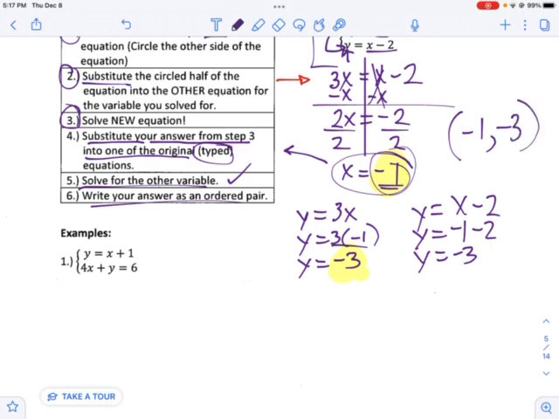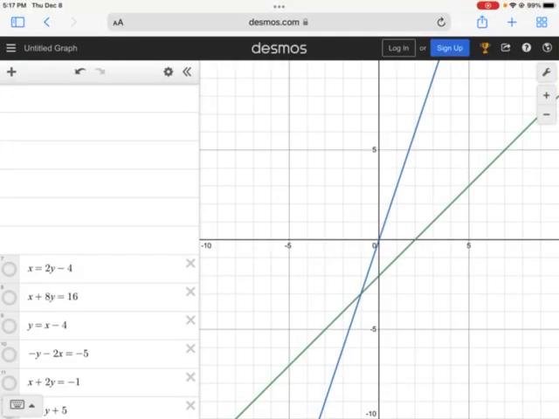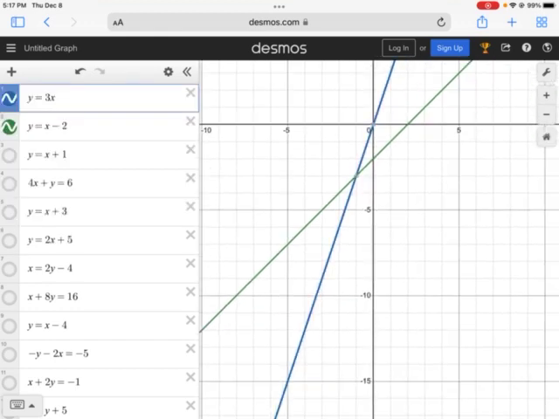And if I ask you, well, what should happen on a graph at that point? Hopefully you would tell me the lines would cross. Let's go check on the first 2 lines are right here. And there is your solution, -1, -3. It's always a great idea to check on Desmos.